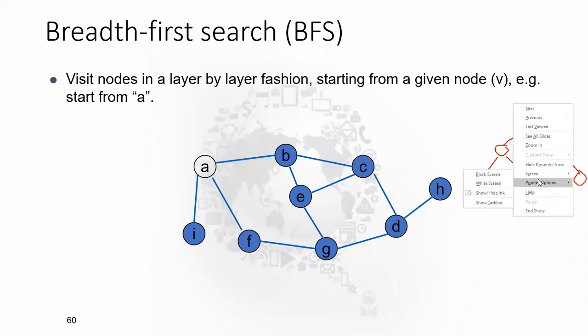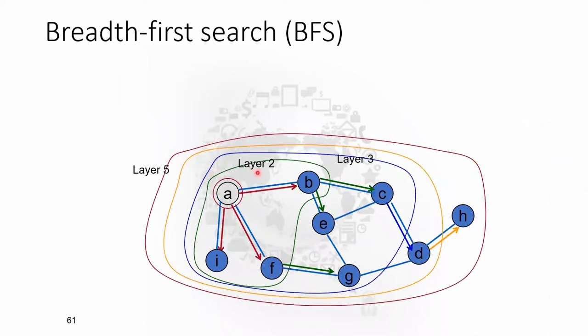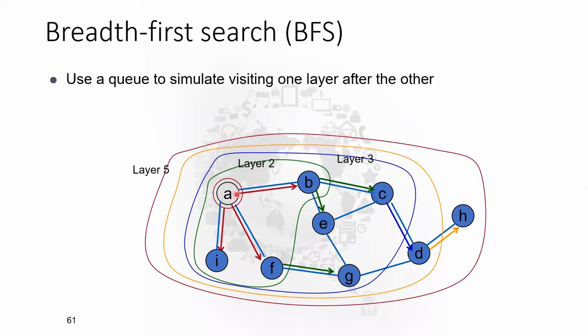But what about a graph? Can we talk about layers? Yes. This is layer 1, which is A. Then what is layer 2? Layer 2 would be the adjacent layer that is actually connected to A. So here, I, F, and also B. Because only I, F, and B are connected to A, right? So this one we consider as layer 2.